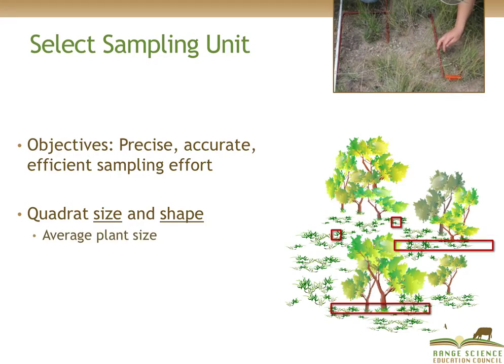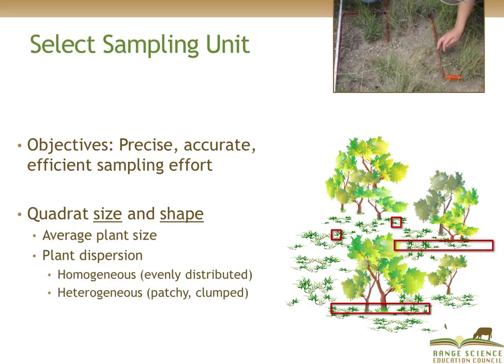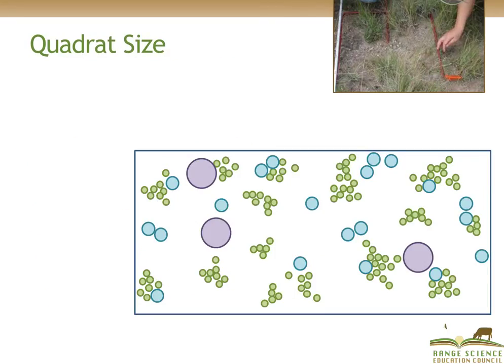These decisions are based on the average plant size that we're focusing on, as well as plant dispersion. So we're interested in whether the plants are homogeneously distributed or relatively evenly distributed throughout the landscape. Sometimes plants can be heterogeneously distributed, where they are patchy or clumped. And sometimes we can encounter a spatial gradient in the distribution of plants. All of these factors influence our decisions on size and shape. So let's take a little closer look at that, first focusing on decisions about size.